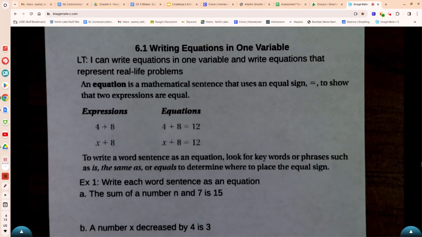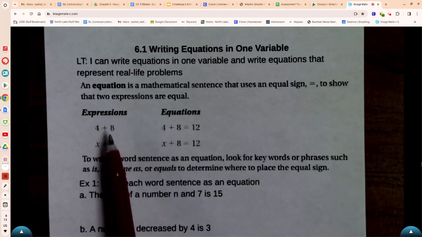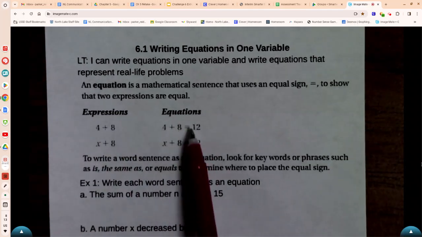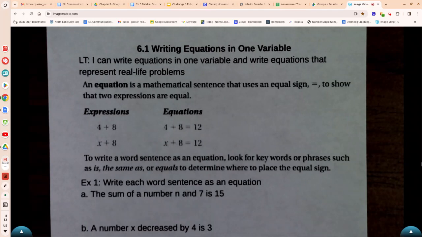Thank you. So this is really, really similar to 5.1, which was about writing expressions. But this time we're writing equations. An equation is a mathematical sentence that uses an equal sign to show that two expressions are equal. So expressions do not have equal signs, equations do. These are examples of expressions, no equal sign. These are examples of equations. They show what the answer to this is, or they say these two things are equal to each other.